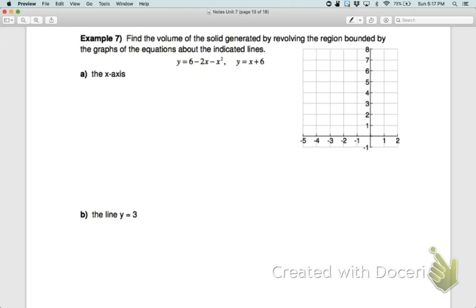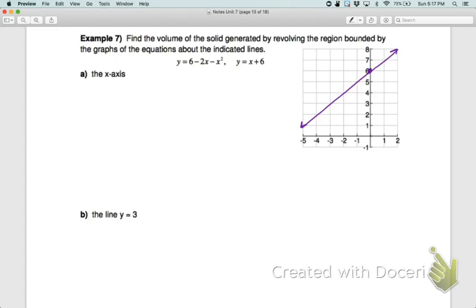Now they did not give us a graph here. So the first thing that we need to do is graph it. That second one is a line, so that is pretty easy. We want y equals x plus 6 is going to look like this. Okay, y-intercept 6, slope of 1, so that's our graph there.